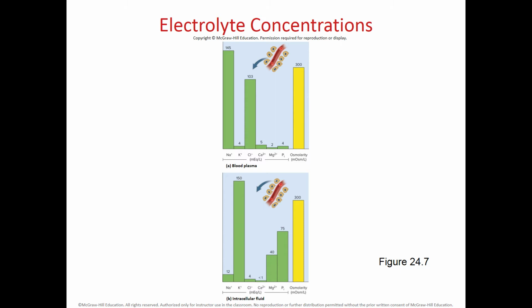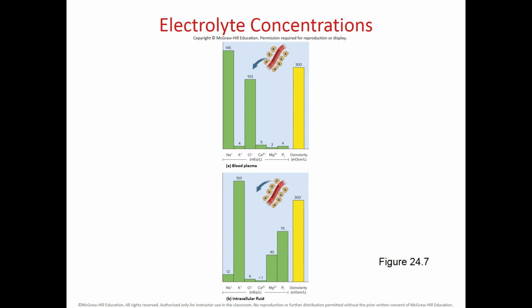So for the extracellular fluid, the most concentrated cation and in general ions will be sodium. So we have around 145 milliequivalents per liter of sodium. The next one will be chloride with 103, and then we have calcium, potassium, magnesium, and inorganic phosphate. All of them, they make around 300 milliosmoles per liter.